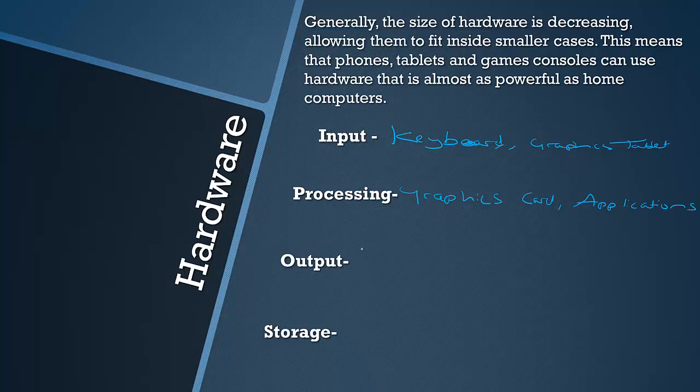Obviously output would be things like a monitor, speakers, etc. Storage is just memory, so RAM, hard drive, etc. There are quite a few topics on storage and processing coming up in the next few videos, so check those out because they are very important. If you don't know much about them, then it's essential to watch those videos.